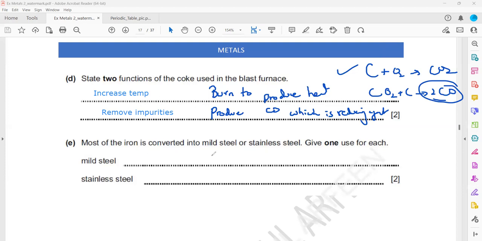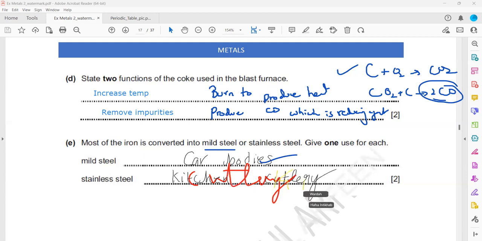Most of the iron is converted into low carbon steel or stainless steel. Give one use of each. What is the use? Good, car bodies. And for high carbon steel, cutlery, kitchen, chemical plants, you can mention any of them.